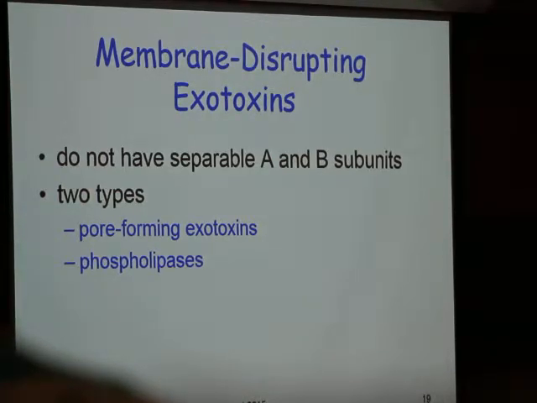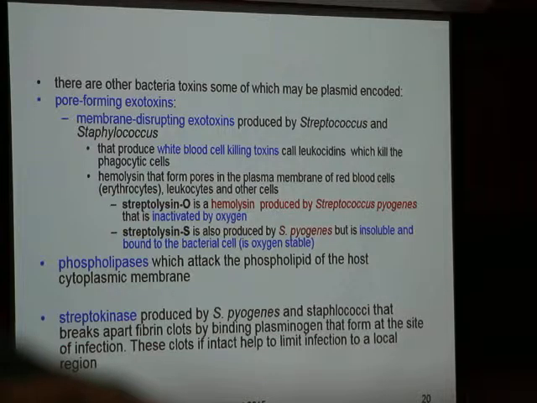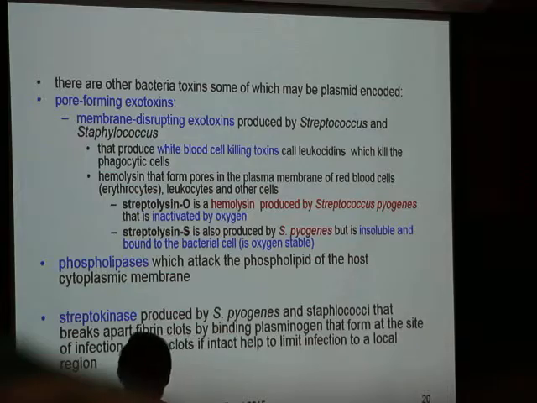So phospholipases would attack what? An enzyme called phospholipase is going to attack what structure? Phospholipids. Where do we find phospholipids? In membranes. So an enzyme breaking down phospholipids is going to significantly damage the membrane, either creating channels or disrupting membranes. So we'll look at a couple of these actually in the laboratory later in the term.